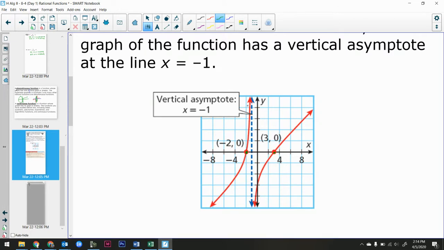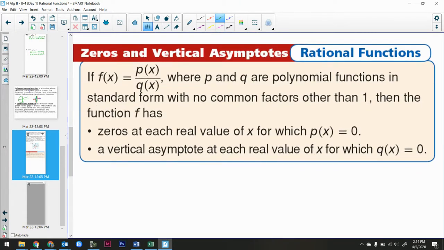And we've got the vertical asymptote at -1. Okay? So, to summarize, if you've got any rational function with a polynomial on top and a polynomial on bottom, that's the notation there. P of x on top, Q of x on bottom.